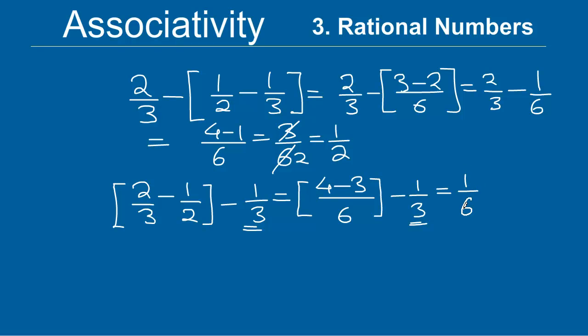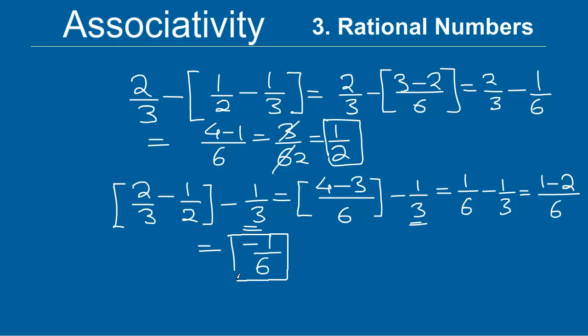So we have 1 by 6 minus 1 by 3. So this LCM will be 6. We get 1 here minus, we will get 2. Or we will get 1 minus 2 is minus 1. Minus 1 by 6. So here we have 1 by 2. And here we have minus 1 over 6. These two values are not same.